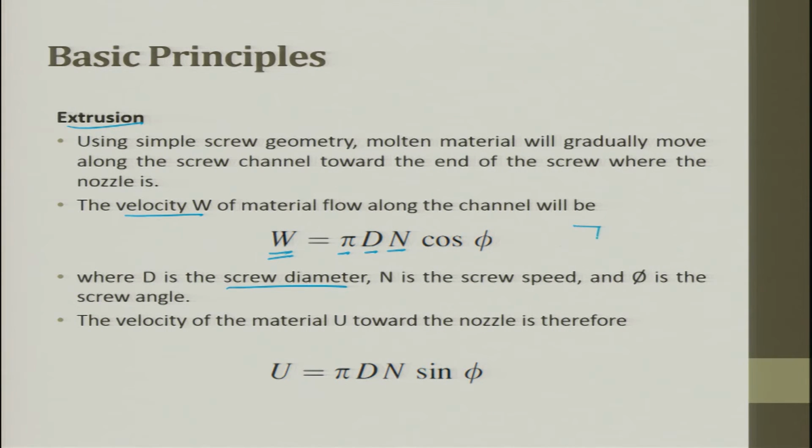So, for example, you have a screw, and this is the screw angle we are talking about. The velocity of the material U towards the nozzle is therefore given by this, and this is the velocity W of the material flow along the channel, it is this way. So, these two velocities are different. W is the material flow along the channel, and U is the velocity of the material towards the nozzle.